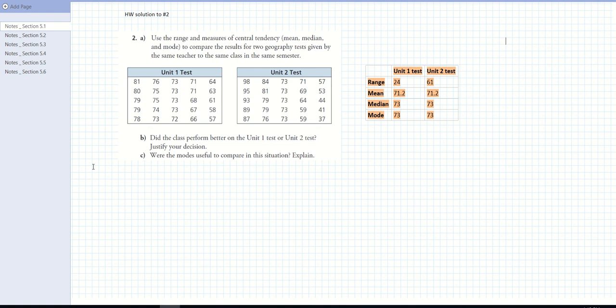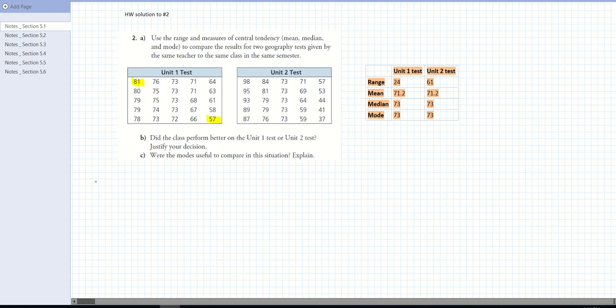So to find the range, what you need to do is find your maximum and minimum. Now, these are already ordered from max to min, so we know that our highest one is 81 here, and the lowest one is 57. So for unit test number 1, the range is 81 minus 57 equals 24. And I already tabulated the answers here on the right side.